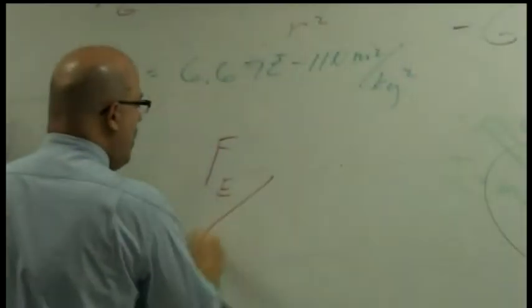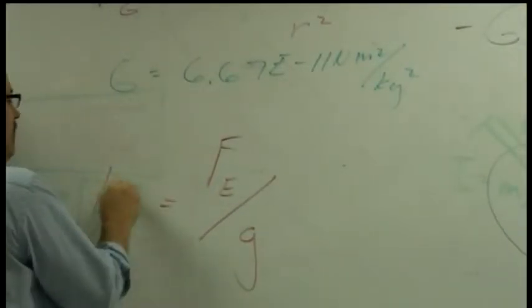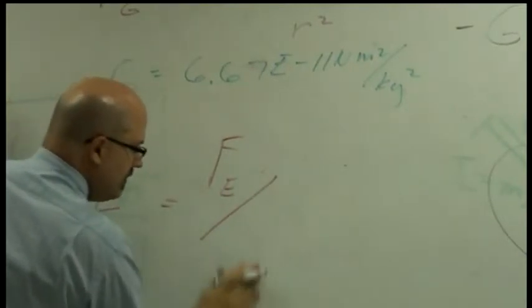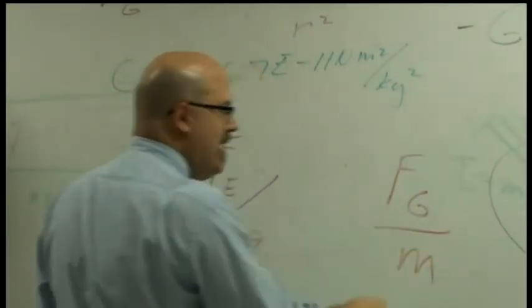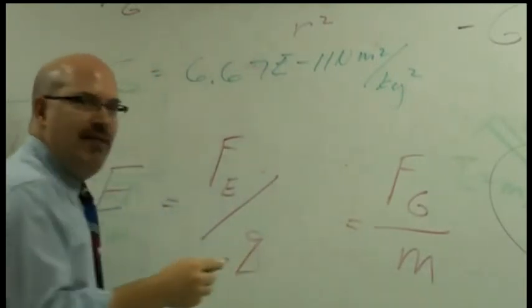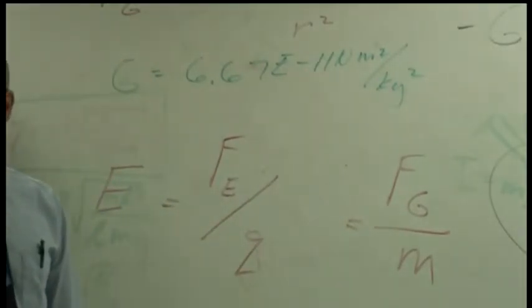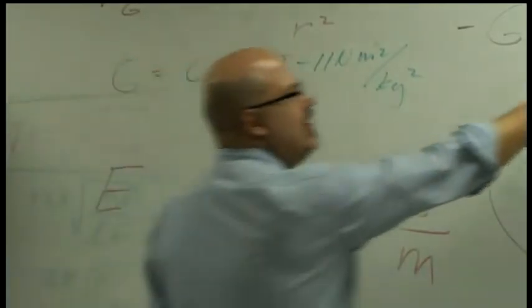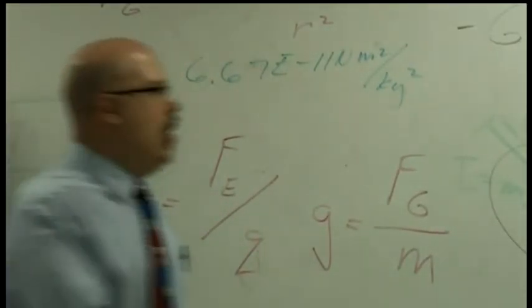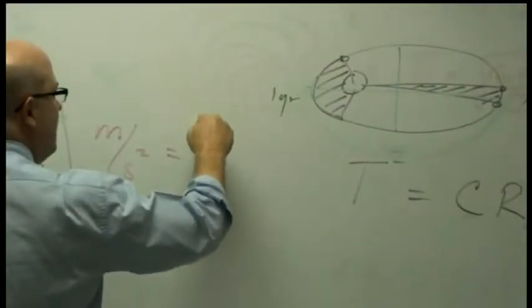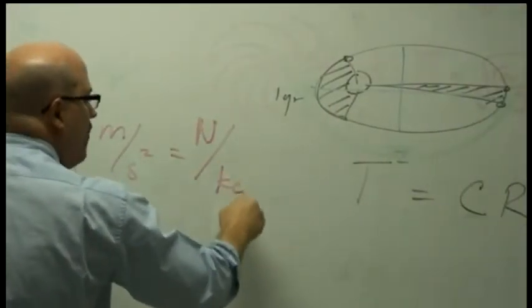Do you remember this? Electric force divided by charge equals electric field. But if I take gravitational force and divide by m, I get gravitational field, because that's what we just did. And we call gravitational field little g. So even though you didn't know it, what we call meters per second squared is really newtons per kilogram.